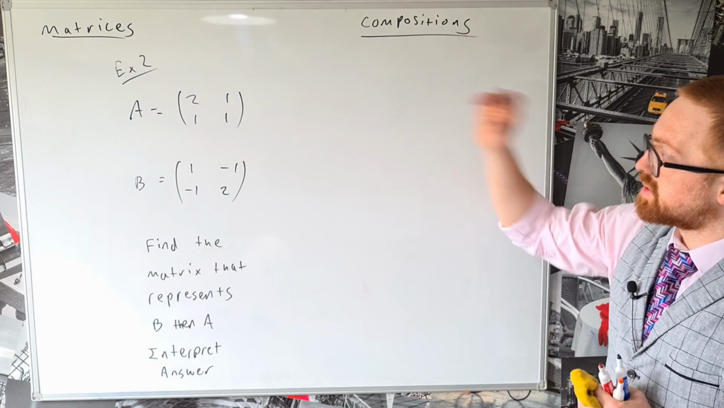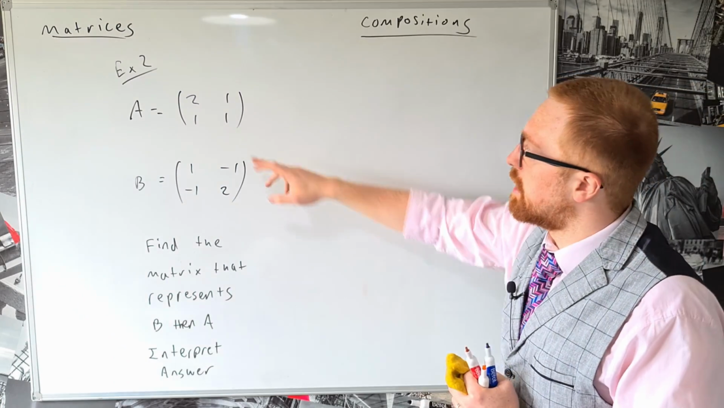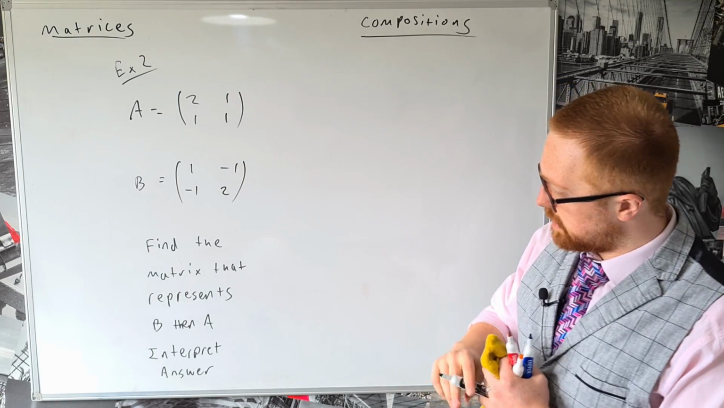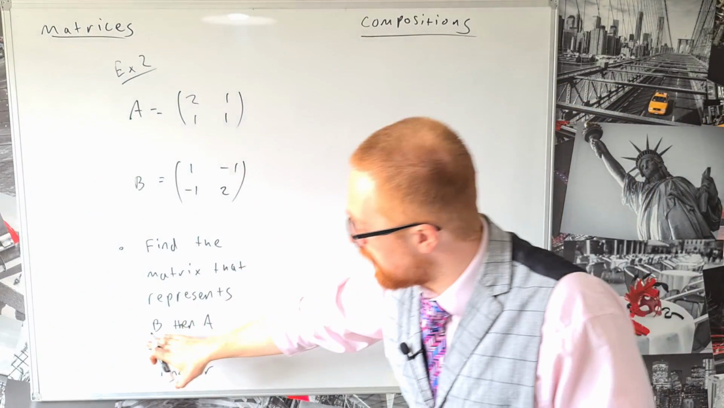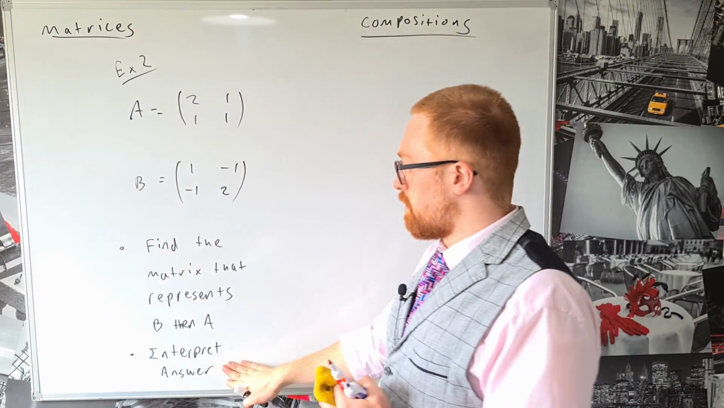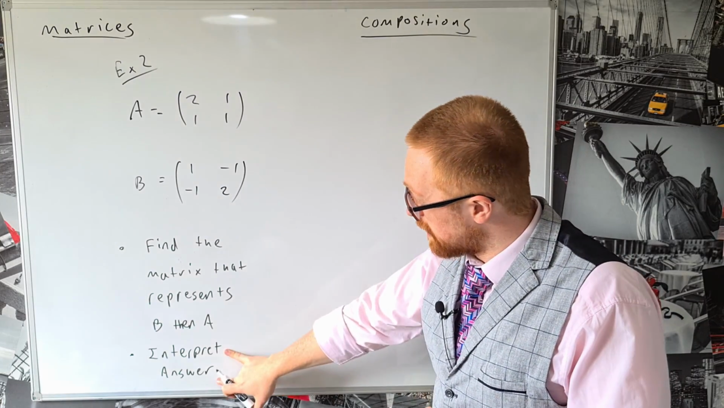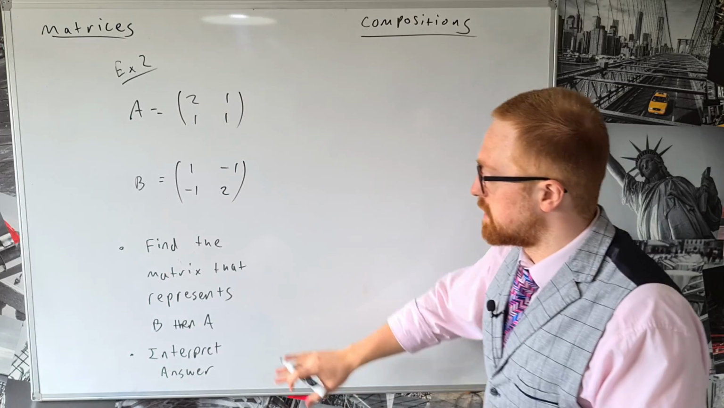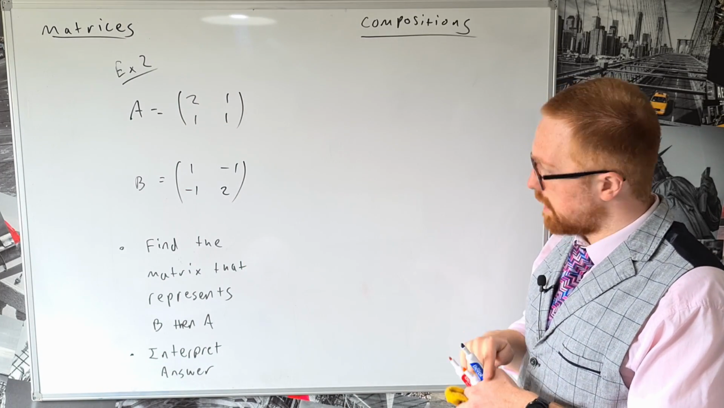Okay, so on to our next example. We've got two more transformations, A and B: 2, 1, 1, 1, and 1, minus 1, minus 1, 2. The first thing we need to do is find the matrix that represents B and then A. And then the second thing we need to do is interpret our answer. So this interpret your answer makes me think that there might be something particularly special about these two matrices. But we'll come on to that once we've figured out the matrix that represents B, then A.